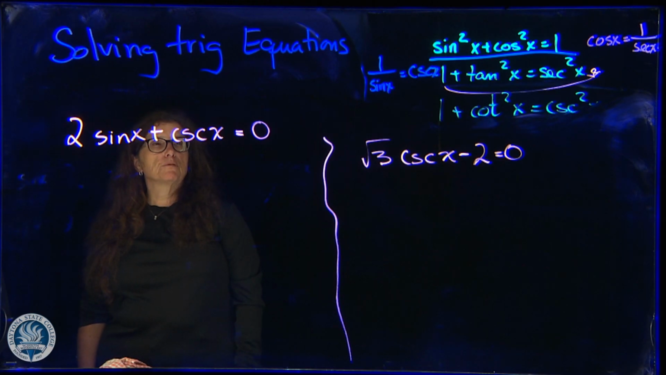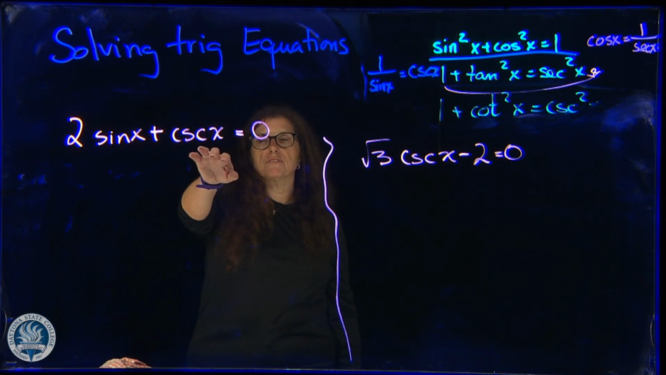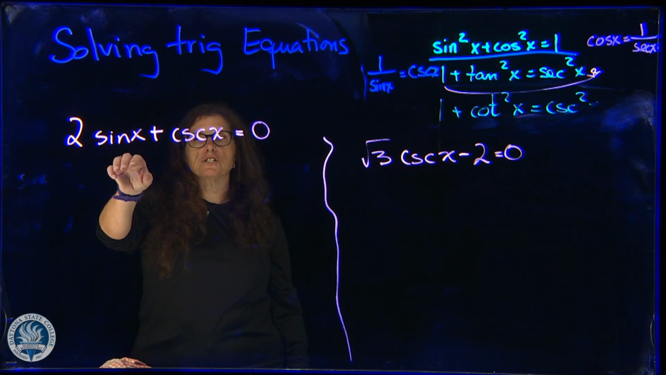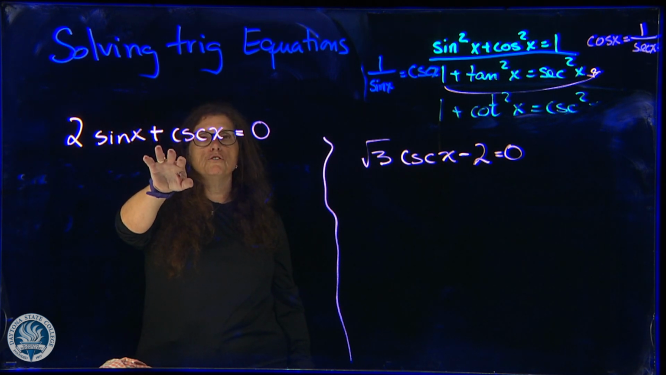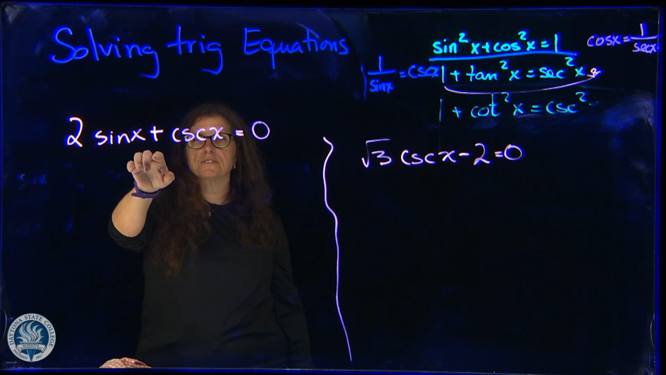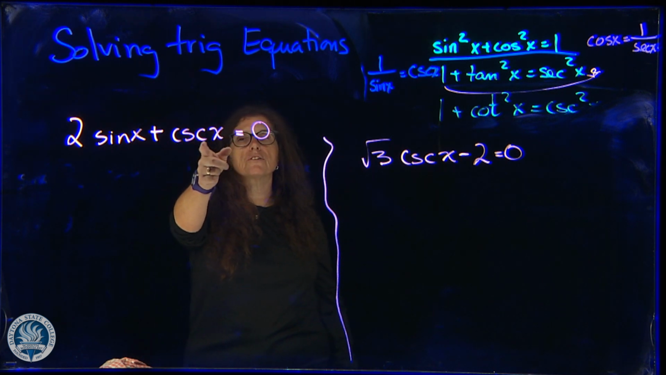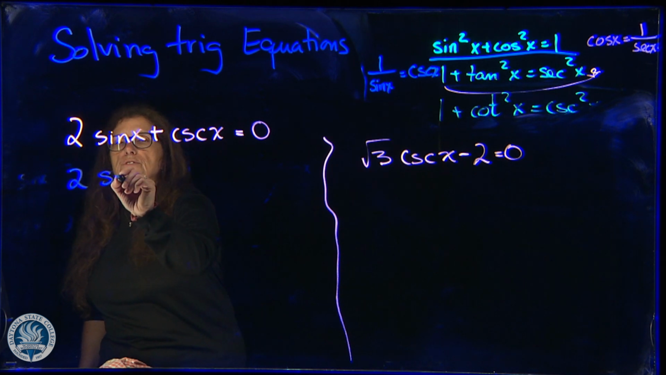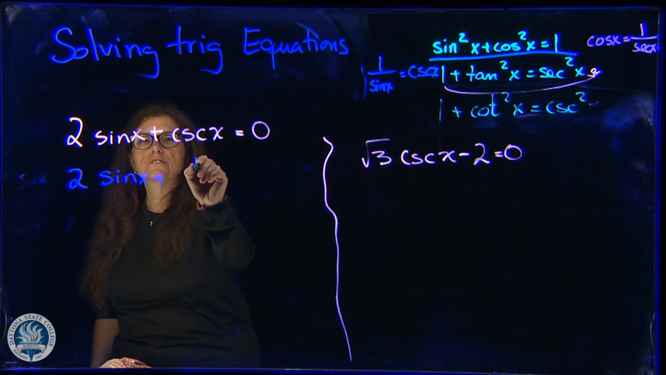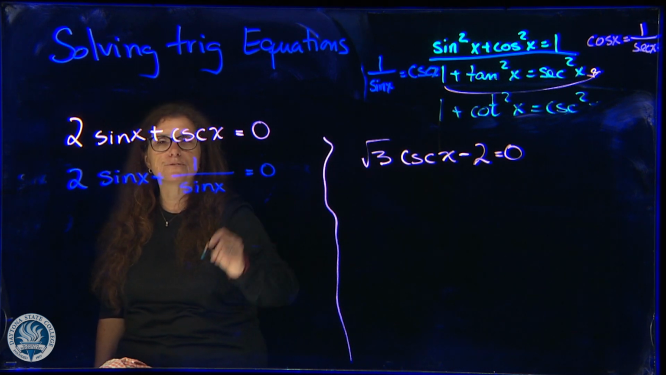Some more trigonometric equations. We have 2 sine of x plus cosecant of x. Now, if you have an equation where you have different trig functions, you must change them into the same. At least try to change them into the same. So we have cosecant and sine here. I'm going to change the cosecant into a sine function: 2 sine of x, and of course that is 1 over sine of x, and that's equal to 0.